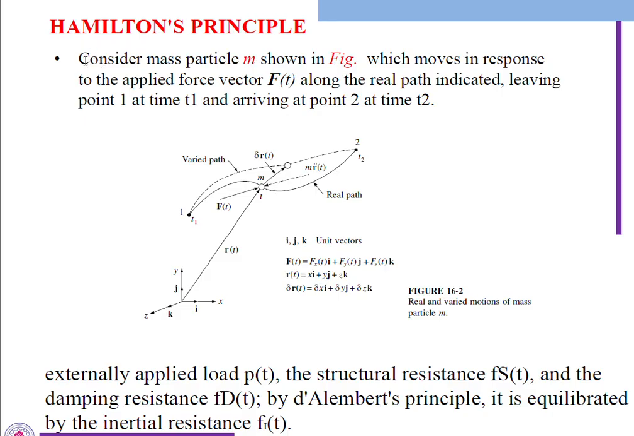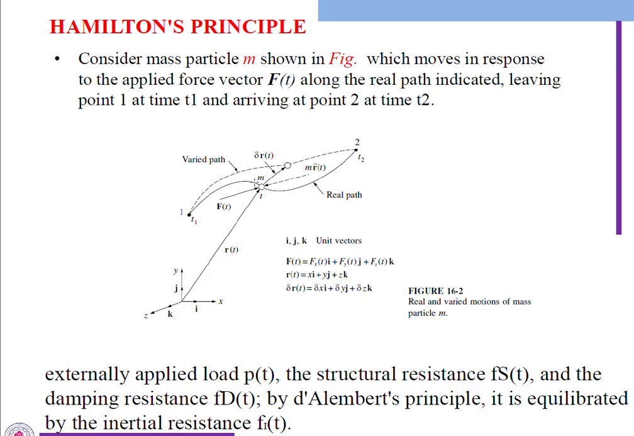Regarding the Hamilton principle, just consider a mass particle m shown in the figure. This is a mass particle which moves in response to the applied force vector. It will move with respect to the applied force. That force is the sum of unit vector components: F of t is equal to Fx of t into i, plus Fy of t into j, plus Fz of t into k. If you see this force vector, the force may be in any one direction. Because of this force, it can move in its real path.